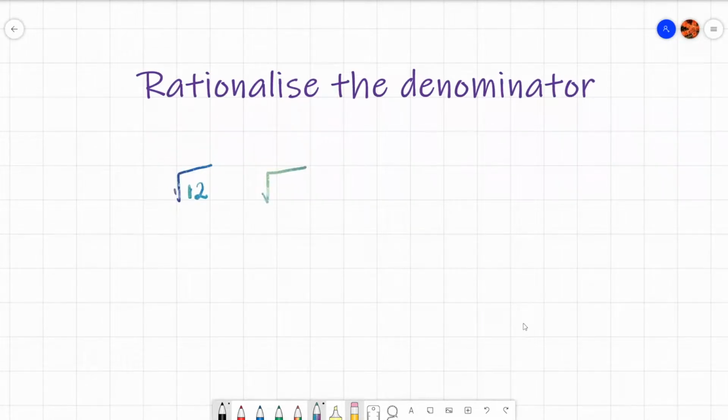We can have square root 54. We can have 3 root 2. We can have 5 plus the square root of 42, and so on. So these are all numbers with a square root, and therefore these are known as surds. Okay, right. So let's have a look at rationalizing the denominator and what that actually means.